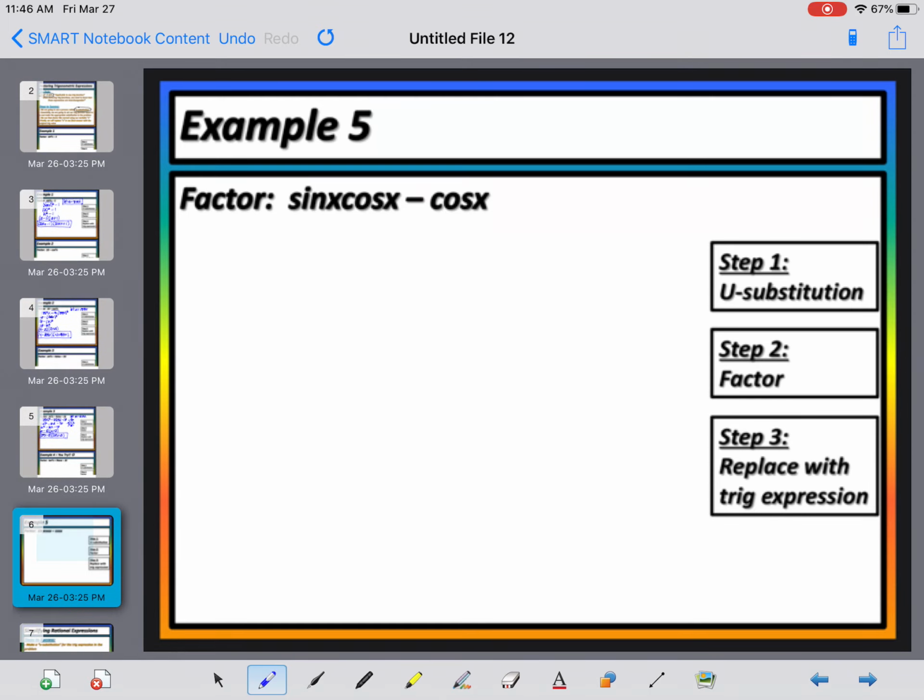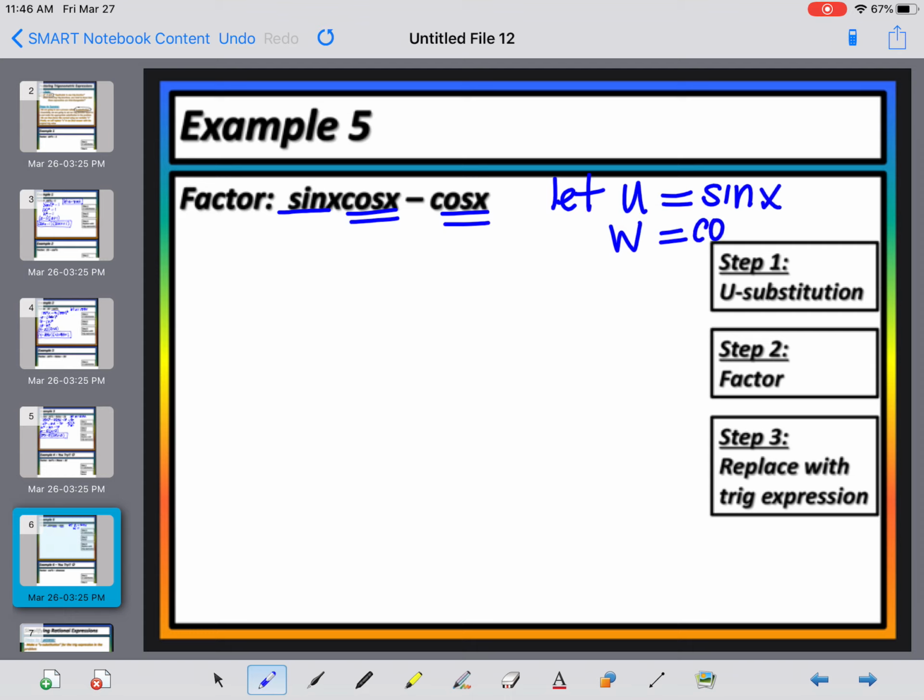All right, one more of these. So I have two trig functions, so we're going to have to make two substitutions. We'll let u equal something, and then we'll say, how about w? I don't like to use a v. It's a little too similar to the u. So u and w could be either trig function. We have a sine, and then we have cosine. It doesn't matter which is which, but I'm going to make sine of x my u and cosine of x my w. So I get u times w minus w.